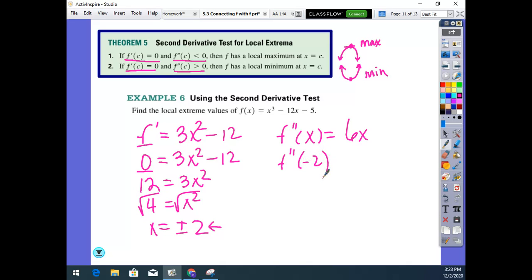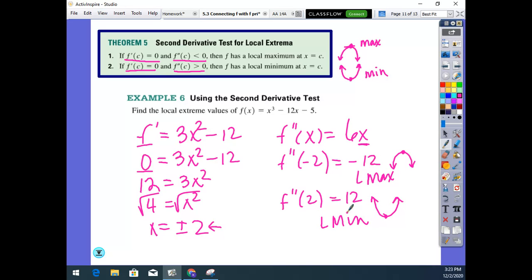What is the value of f double prime of -2? -12. So if the second derivative is negative, that means it's concave down. That means it's a local max. Then we find the value of the second derivative at positive 2. Plug 2 in and get positive 12. If it's a positive second derivative, that's concave up. That means this will be a local min.